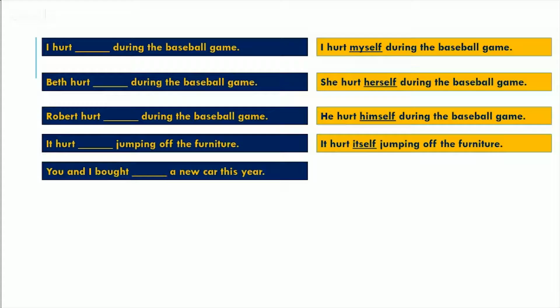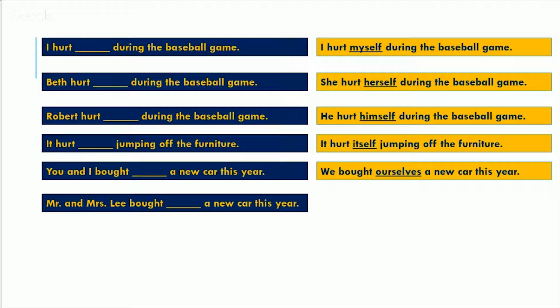So what is the answer there? You and I, and I want you to change it to a pronoun. So I want you to change you and I to a pronoun. Quiero que cambien tú y yo a un pronombre. Y quiero que me den la respuesta.